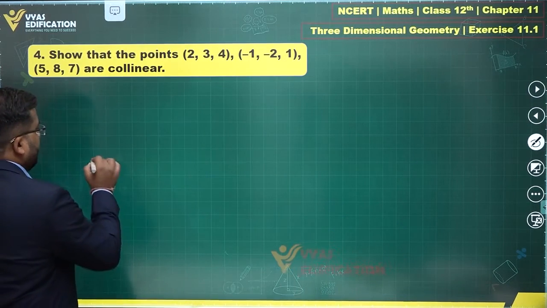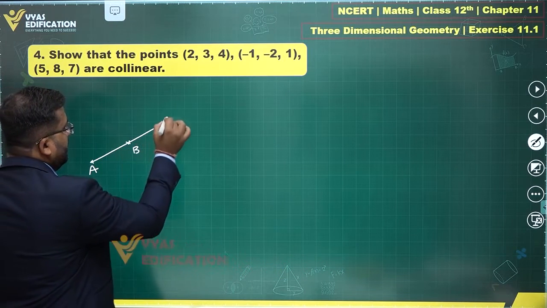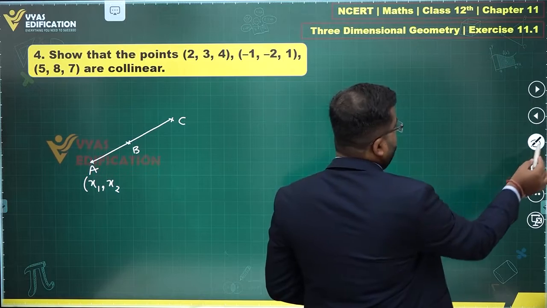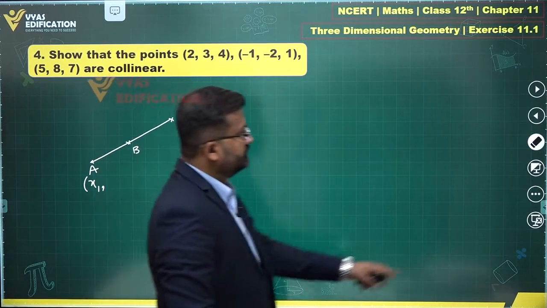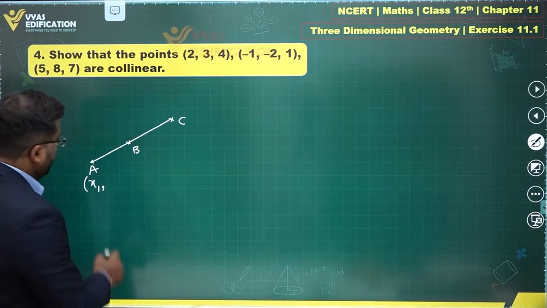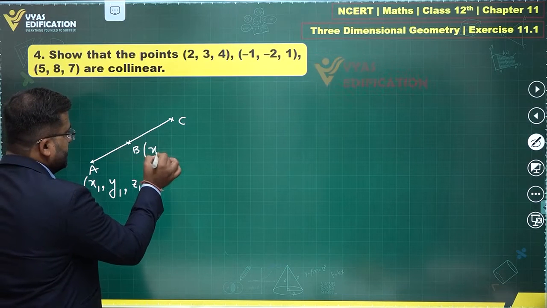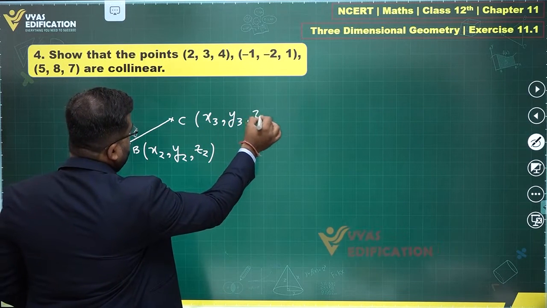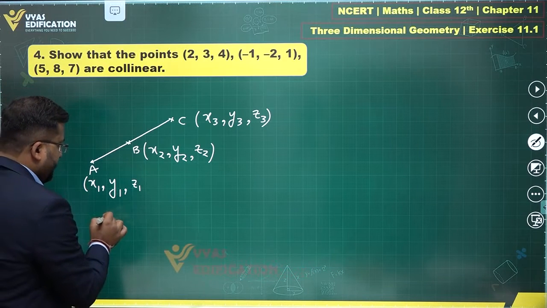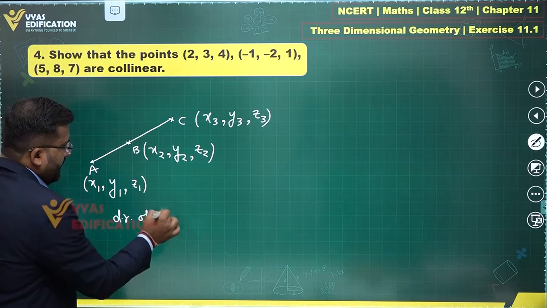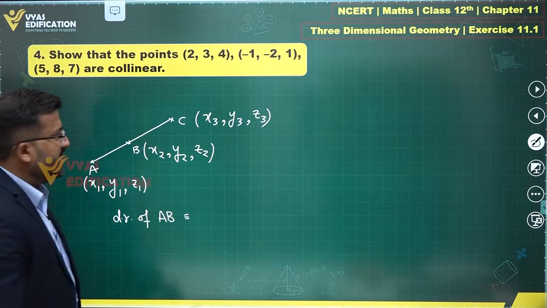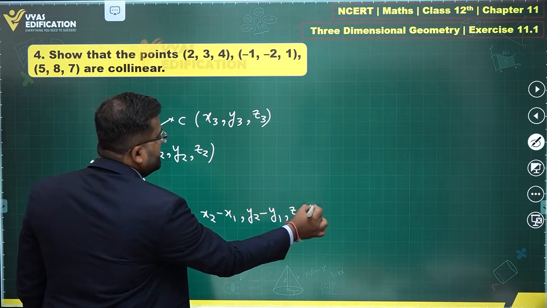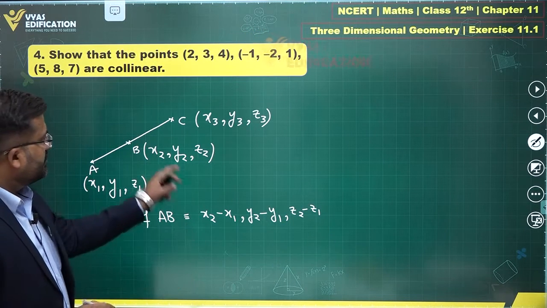For example, if you have A, B, C, where A is x1, y1, z1, B is x2, y2, z2, and C is x3, y3, z3, then can you note that direction ratios of AB will be simply x2 minus x1, y2 minus y1, z2 minus z1. And similarly, I can find the direction ratios of BC.